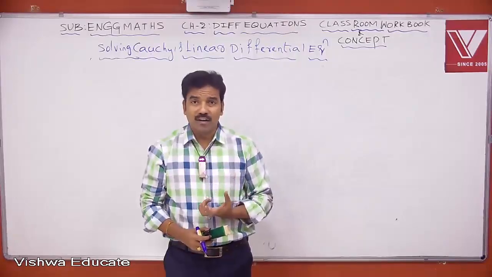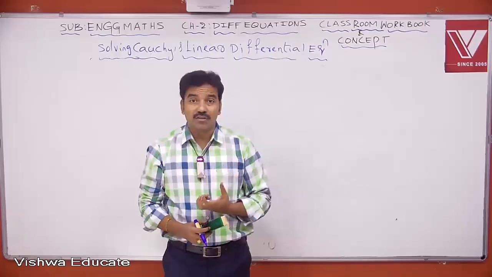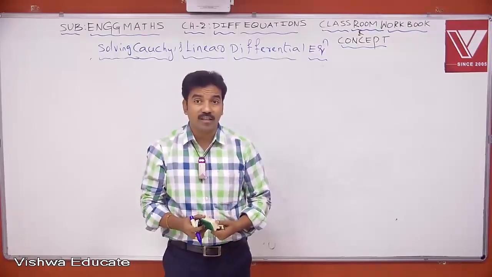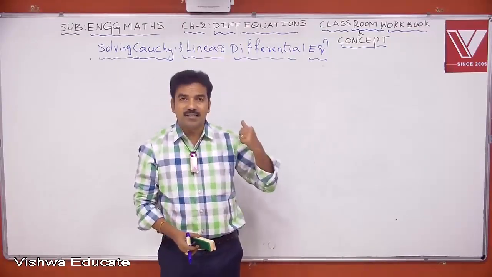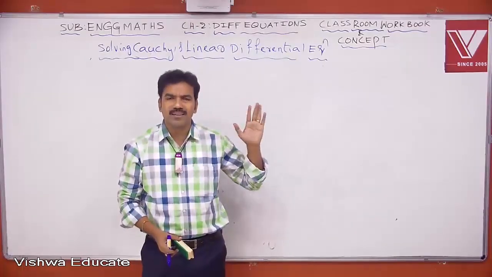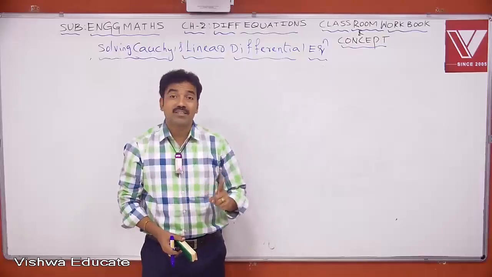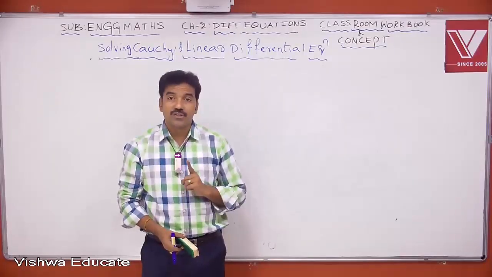You know how to get yc and how to find yp. If the equation is a linear equation with constant coefficients, the general solution is y equal to yc plus yp. But in the case of Cauchy's linear equation, it is a linear equation, no doubt about it. But the problem is, it's not an equation with constant coefficients. What is the problem for us?